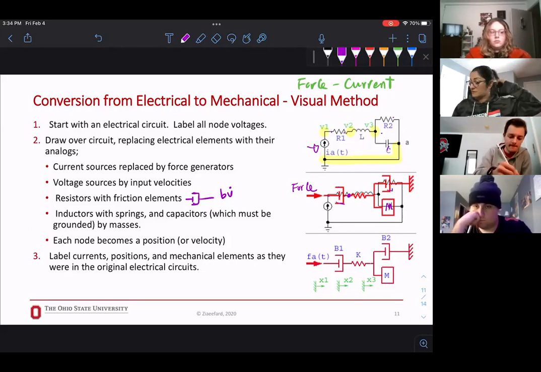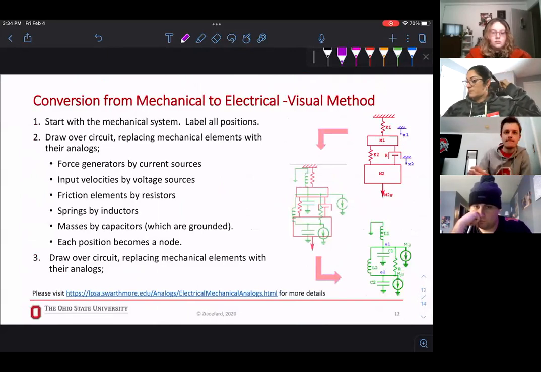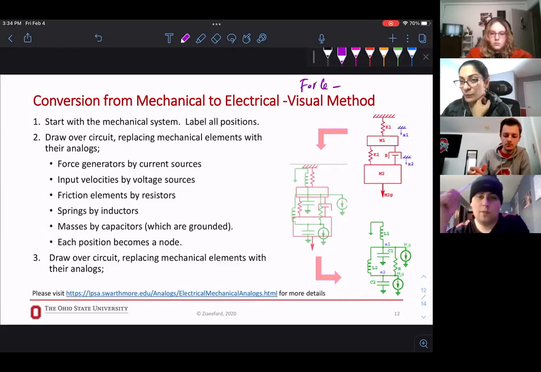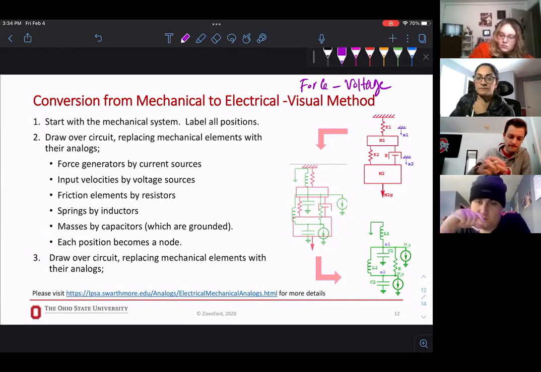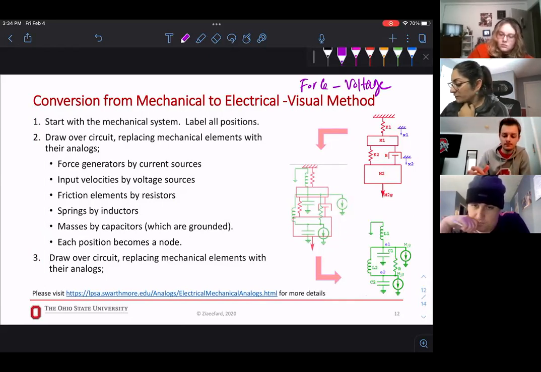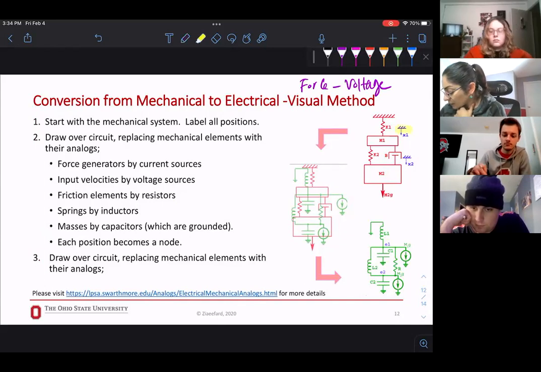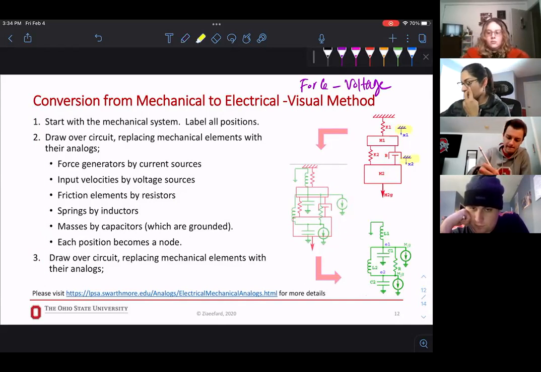Just use visual methods. For going from mechanical to electrical with the visual method, again, here the example is force voltage. You can use a similar method. Label all the positions. So here, position X1, X2. So we know we have two states, right? So we expect to have two states in our electrical system. We are going to draw our circuit on top of this and replace all the mechanical elements with their counterparts for force voltage analogy.